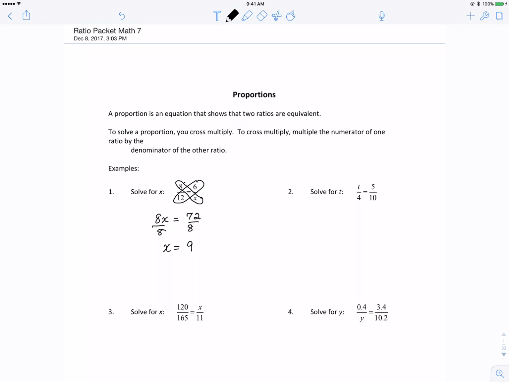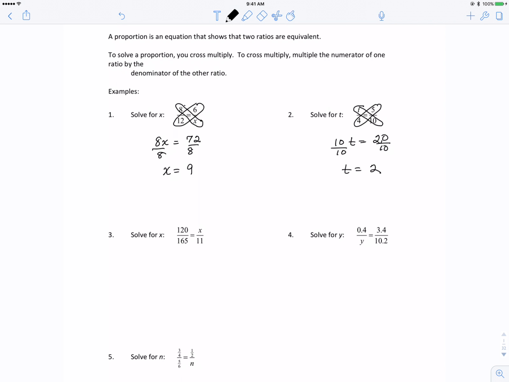Looking at number 2, I'm going to start with my variable and go diagonally and multiply. 10t diagonally is equal to 20, and then we just solve and you get t equal to 2. Now, proportions don't always have to work out to be nice whole numbers, as you see here. Often we do it, but it could be decimals, it could be fractions, and certainly utilize your calculator as well to assist on these.